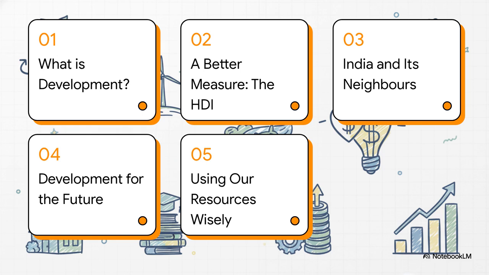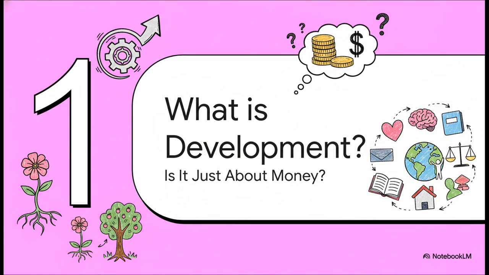First, we will understand what development really is. Then, we will look at a better way to measure it called the HDI. We will also compare India with its neighbors. And finally, we will discuss a very crucial topic for our future, sustainable development and how we use our resources. All right, let's begin with our first section.